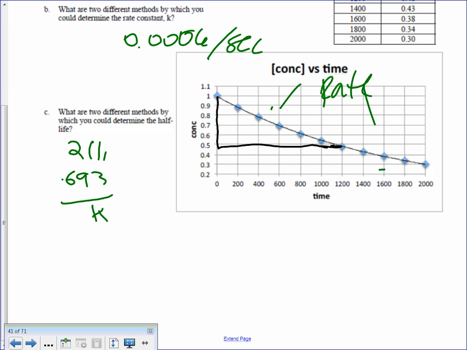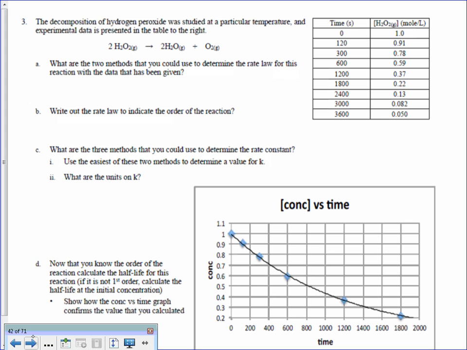Thanks, group. Question 3. So I'm going to suggest you look at this again later because I think some of us are on that struggle bus a little bit here. Decomposition of hydrogen peroxide is studied at a particular temperature and experimental data on the right. What are two methods you could use to determine the rate law for this reaction for the data given?